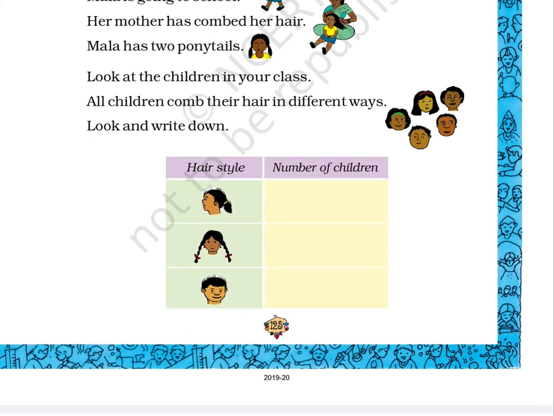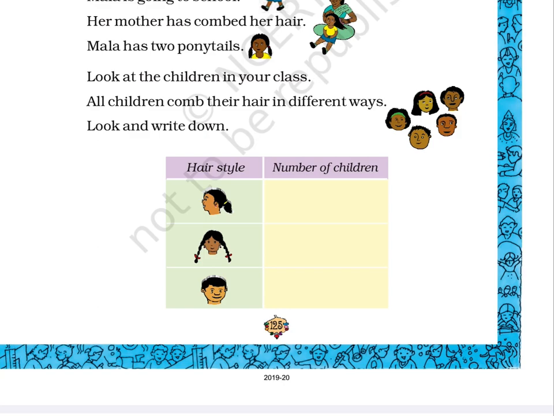Row 1. Column 1 has a picture of a girl with only one ponytail. Column 2 has a blank space for the answer. Row 2. Column 1 has a picture of a girl with two ponytails. Column 2 has an empty space for writing your answer. Row 3. Column 1 has a picture of a boy with short hair. Column 2 has an empty space for your answer.